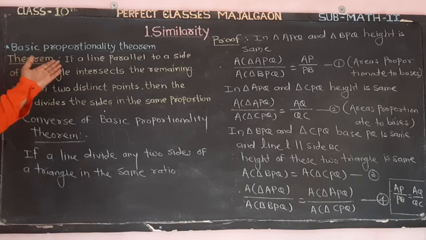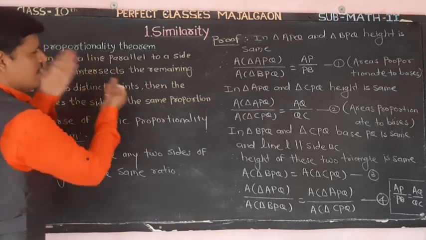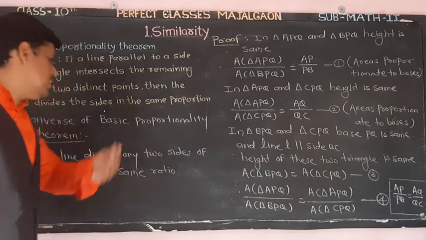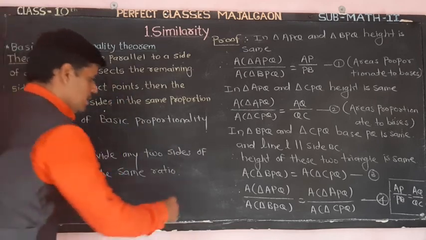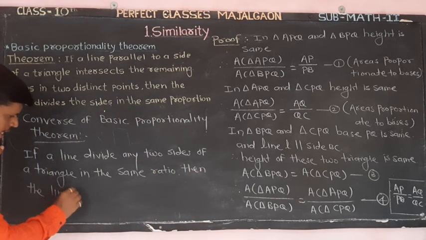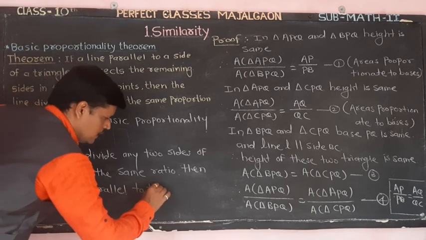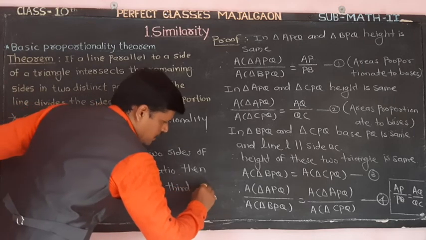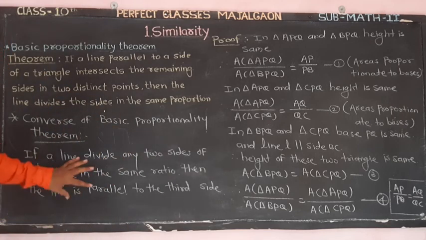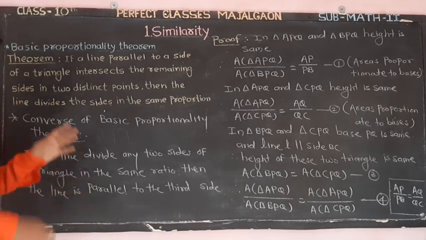Now we write the statement starting from if, it will be then. We interchange these two statements, if and then, and we get the converse of the original statement. Here the converse is, if a line divides any two sides of a triangle in the same ratio, then the line is parallel to the third side. This is the to prove. Here we interchange the sentences starting from if and then and we get the converse.